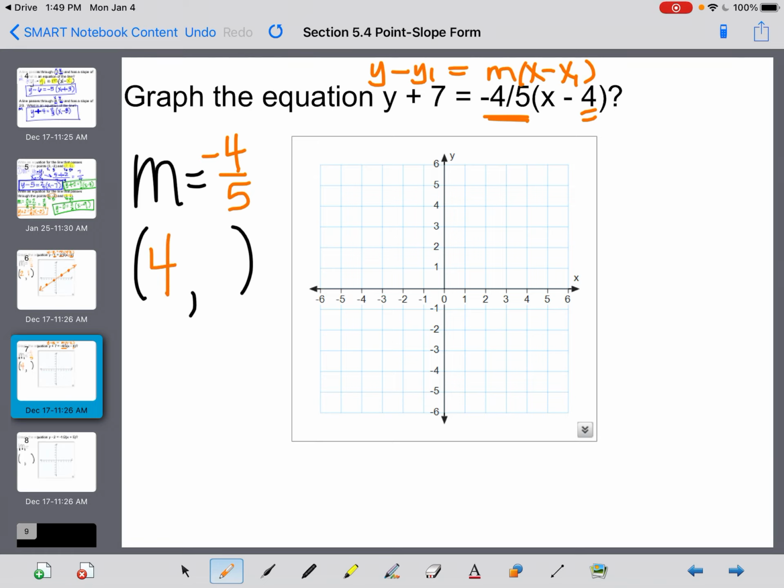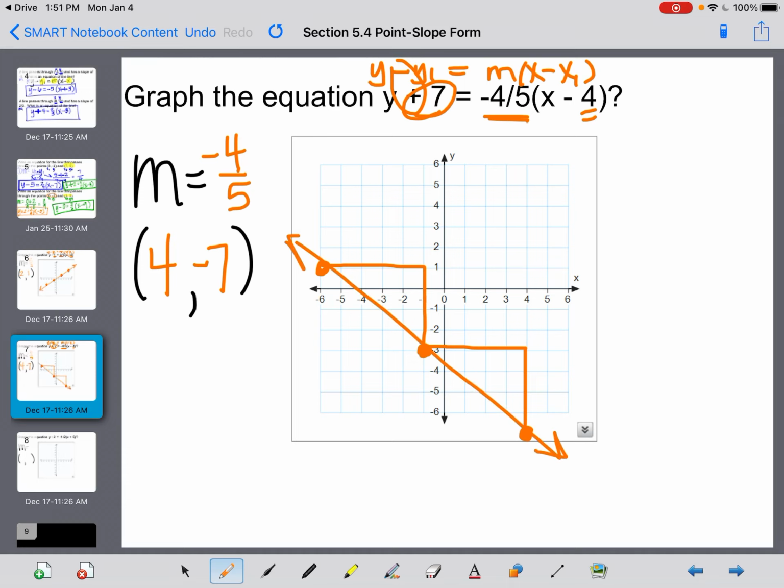My y, however, notice that this changed to a plus. The only way to turn that minus into a plus is with a negative. So this 7 was actually negative, and that's how it turned into a plus. So my first point is going to be at over 4 down 7, which is right about here, with a slope of negative 4 over 5. So down 4 to the right 5, which is way off my graph. So I'm going to do the opposite. I'm going to go up 4, 1, 2, 3, 4, and back 5. And then keep doing it again. Right there. And that is my line.